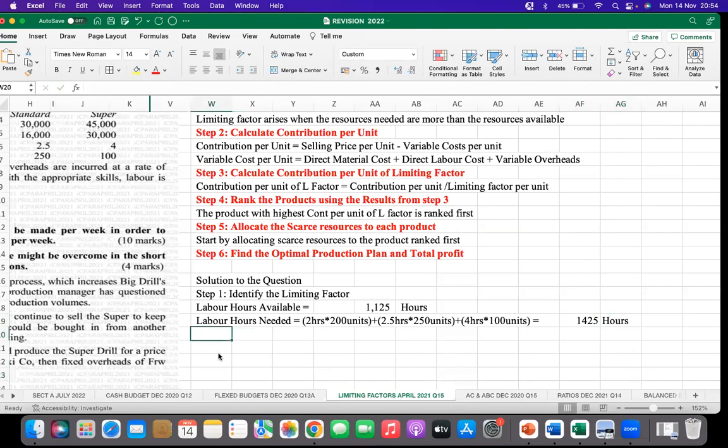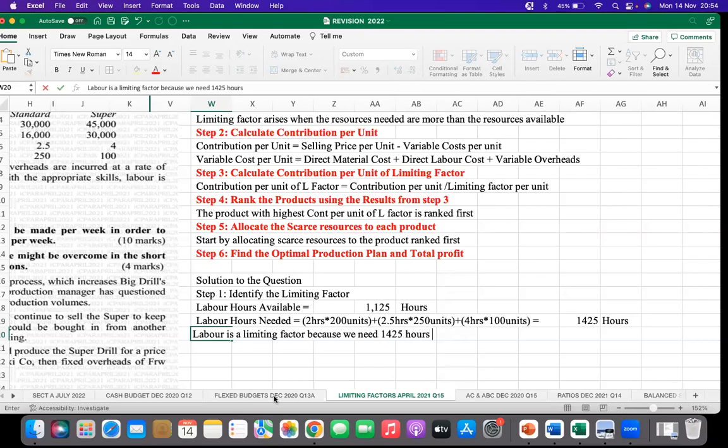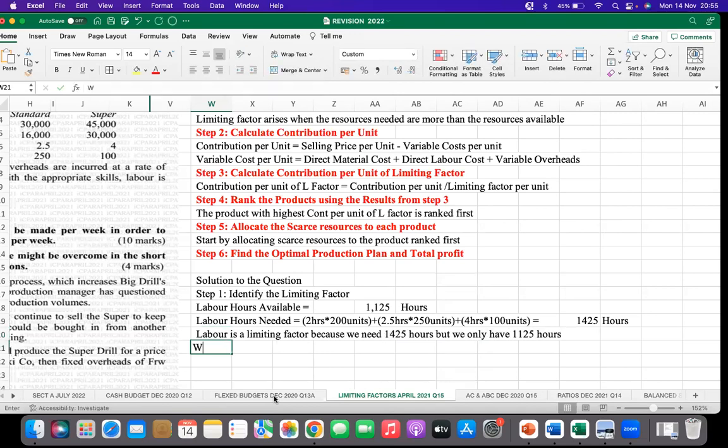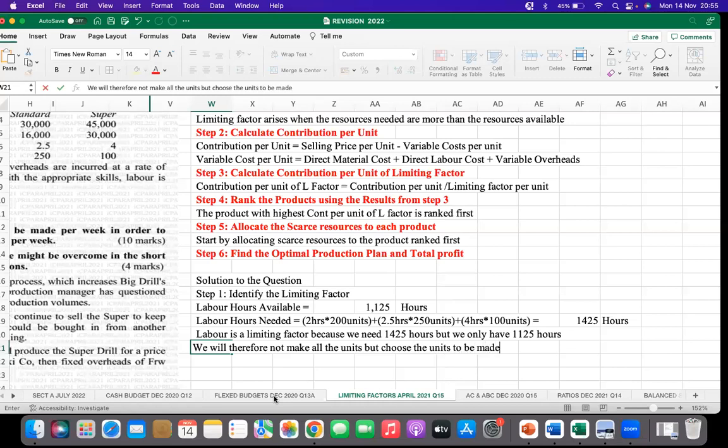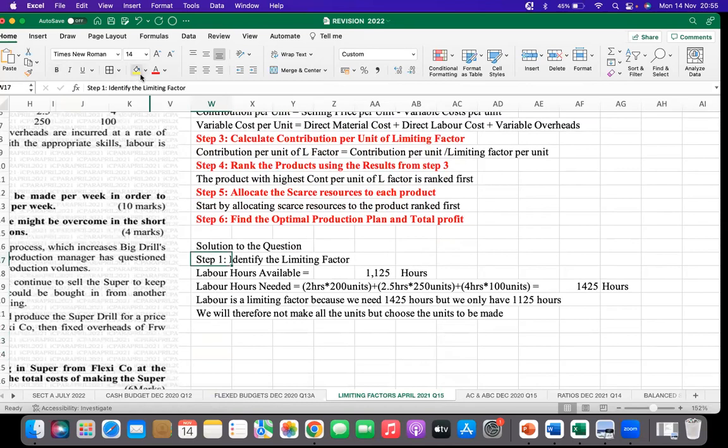Now, labor is a limiting factor because we need 1425 hours, but we only have 1125 hours. We will therefore not make all the units, but rather choose the units to be made.